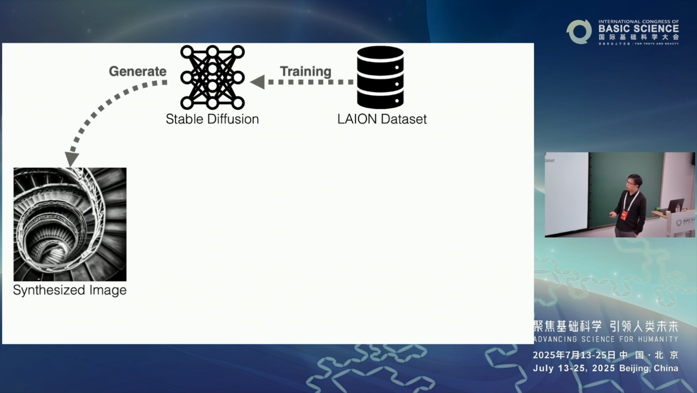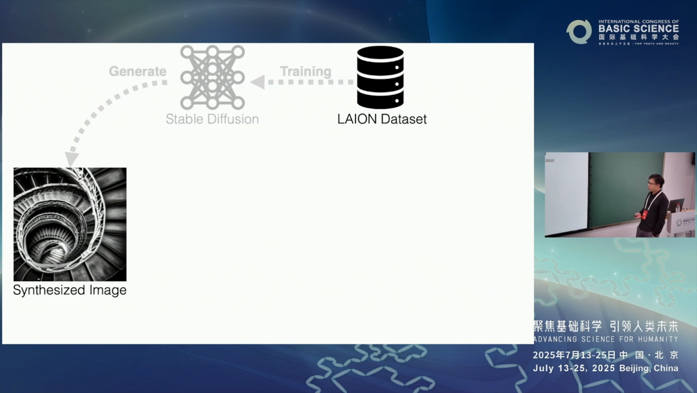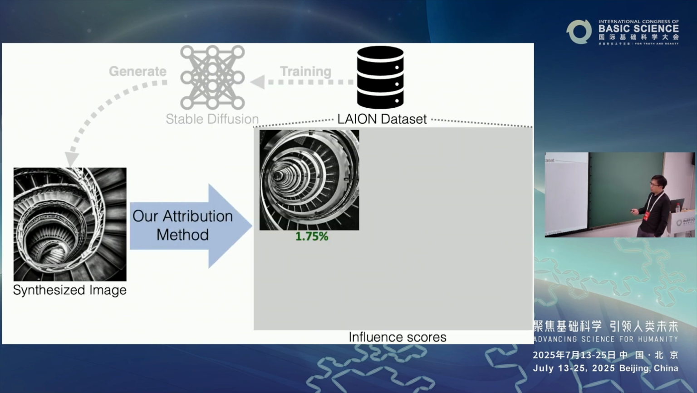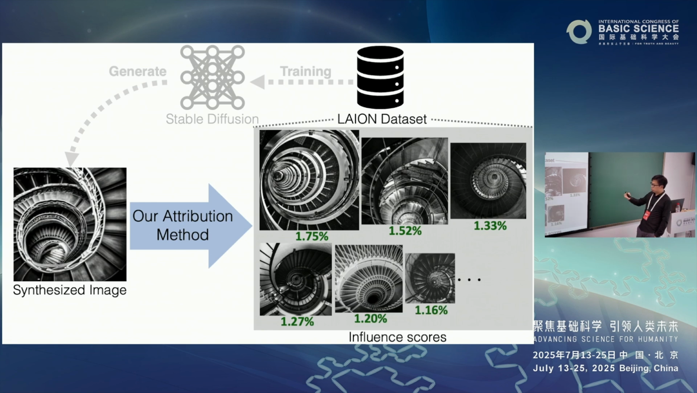So if you train a model on billions of images, like this image, these test images are actually very similar to the training images. These are training images, okay?